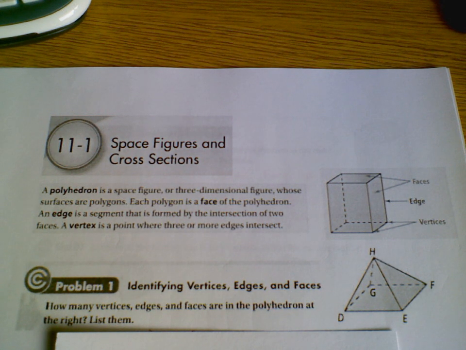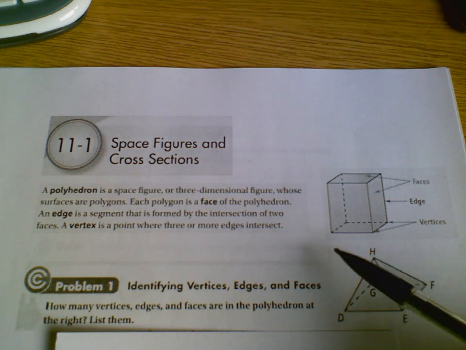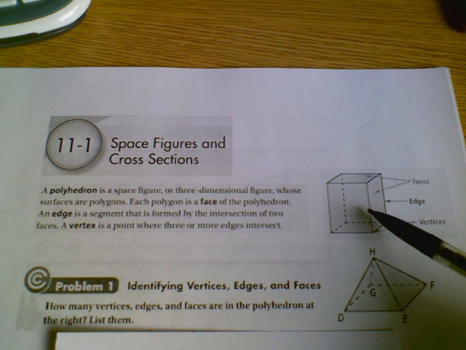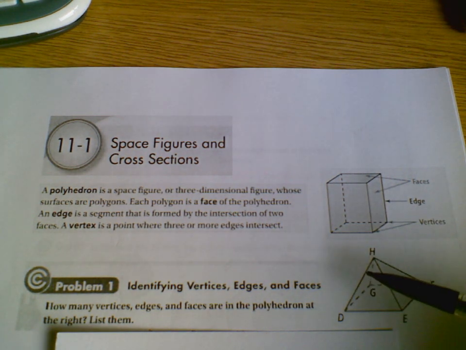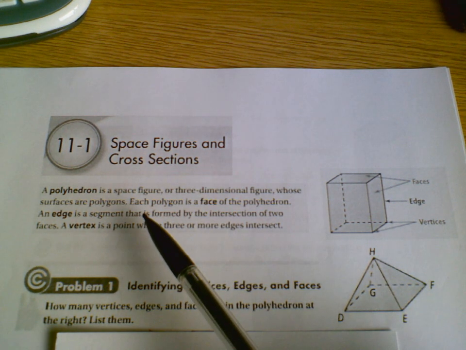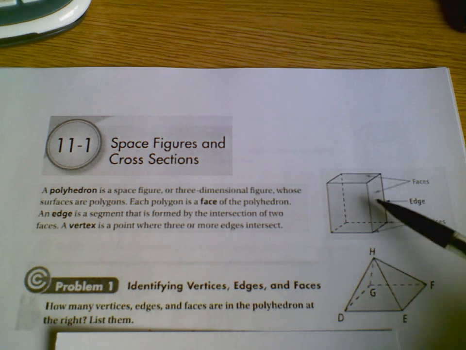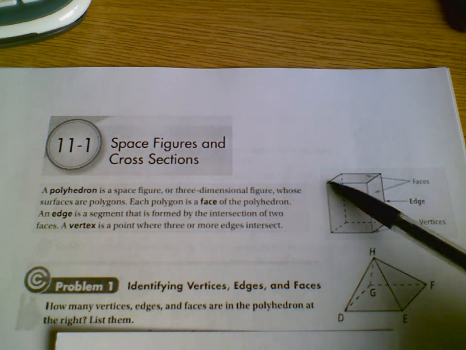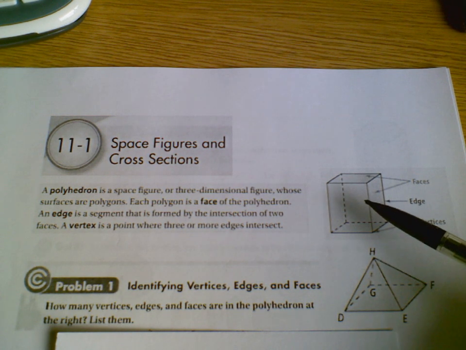Section 11.1 is where we're going to talk about space figures and cross sections. A space figure is really just a three-dimensional figure. We're going to be talking about prisms, cylinders, pyramids, and cones throughout this unit. The first one is a polyhedron, and that's when all of the surfaces are polygons. That means it would not involve any types of circles.